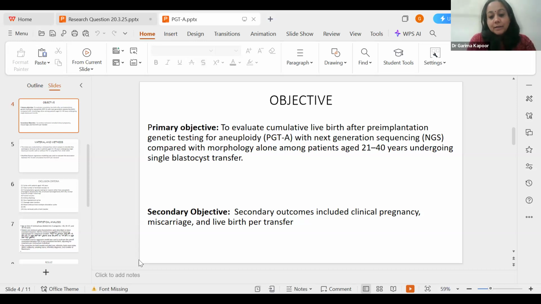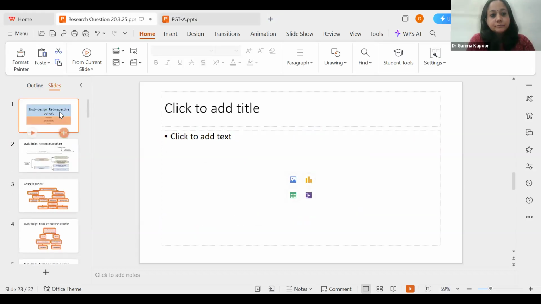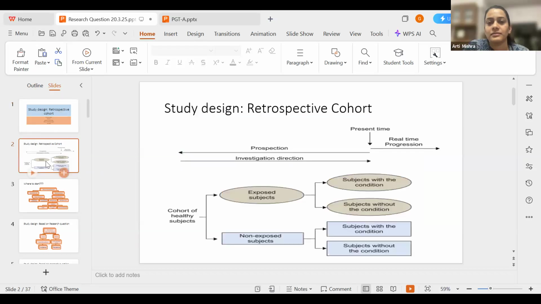Now, my next question to you would be, what is the type of study that we are talking about here? What was the study design? Retrospective study. Would you be able to tell me what you understand by a retrospective cohort? When do you say that a study is a cohort?